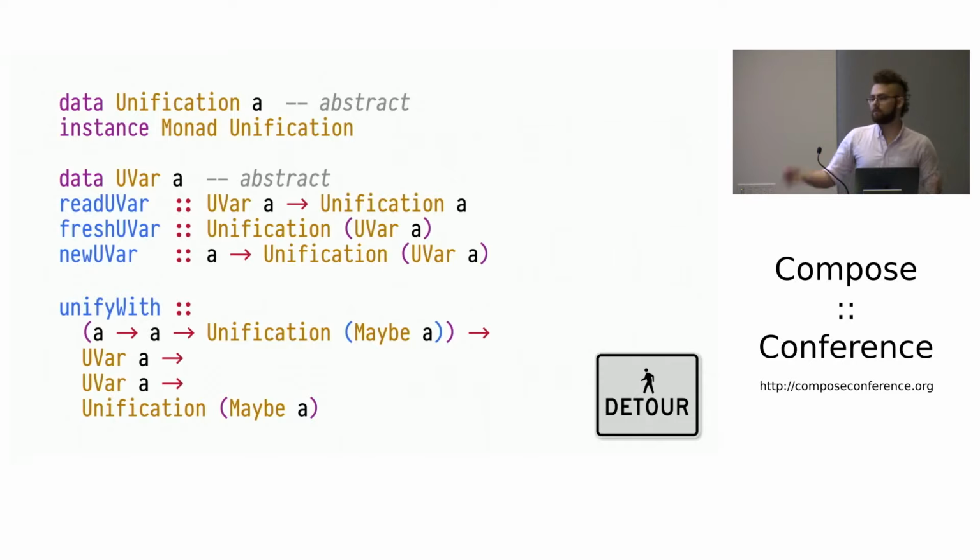And we can now unify them, provided that we can say, given two A's, how do I smoosh them together or fail if they can't be smooshed? Because some things can't be smooshed, like a function type and a tuple or whatever.